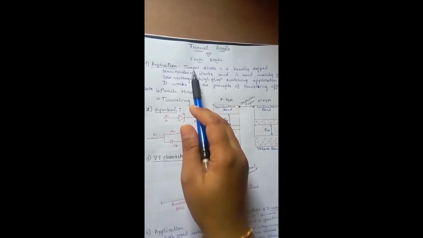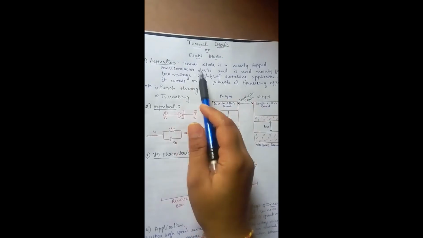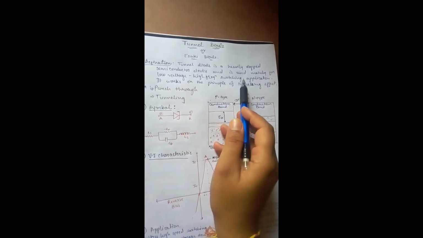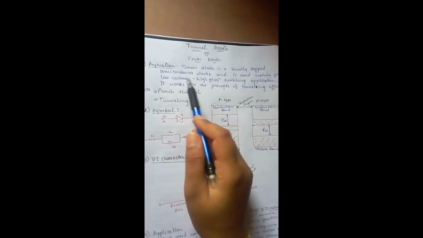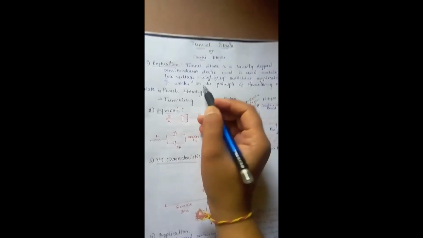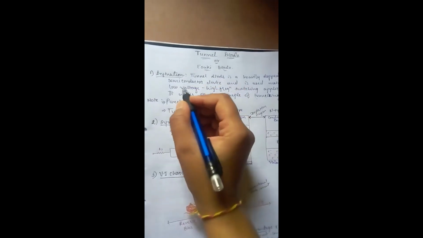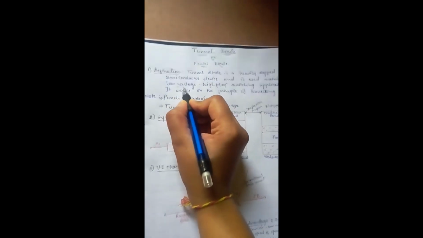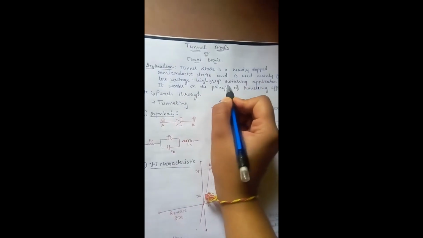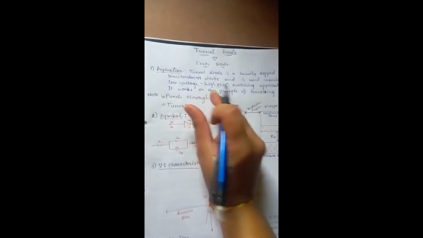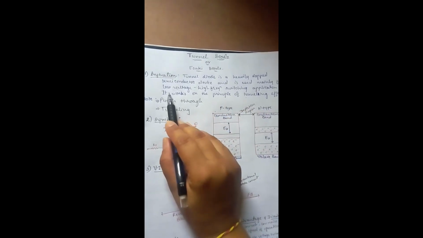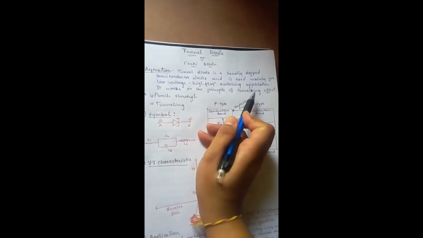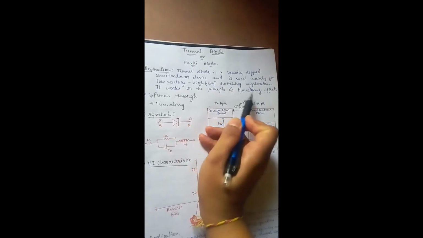Okay, now focus on the definition. A tunnel diode is a heavily doped semiconductor device and is used mainly for low voltage high frequency switching applications. Why low voltage high frequency? Because you will learn in this topic that when you apply a low voltage at the input, you will get high frequency switching, meaning suddenly at a low voltage you will get a rise of current right at the start. So this is mainly used for low voltage high frequency switching applications. It works on the principle of the tunneling effect.